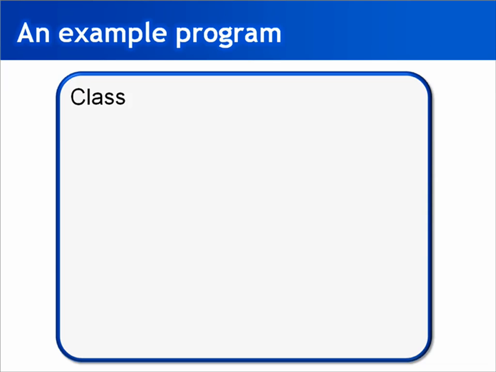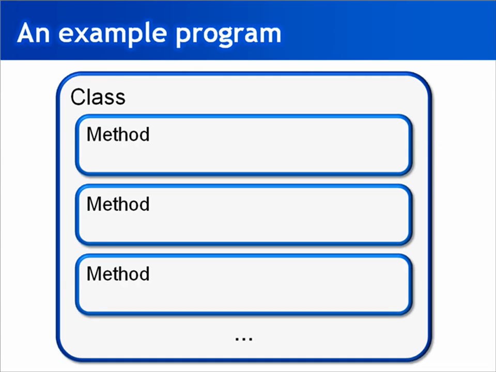Object orientation is not the focus of this presentation. However, because we are programming in Java, our example program will contain a class. The behavior of classes is defined by their methods. You can think of a method as a sequence of commands to the computer. Each method is identified by a name.